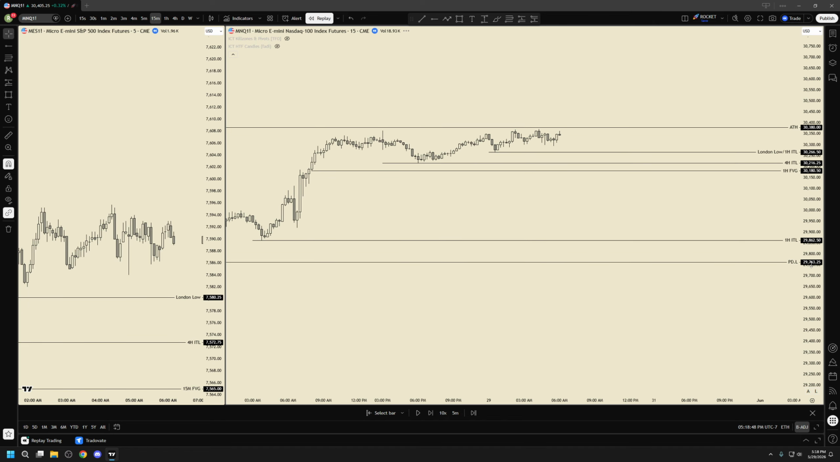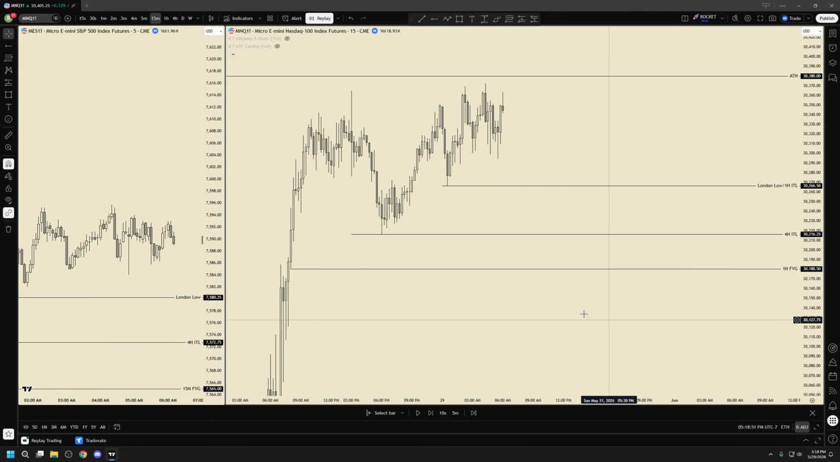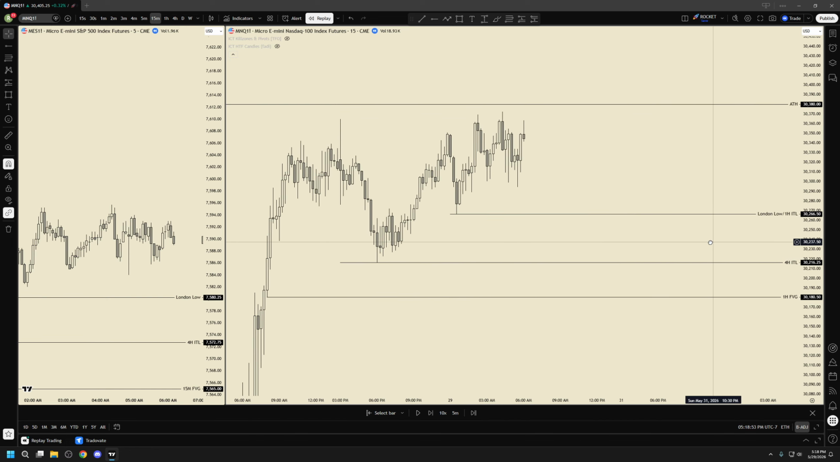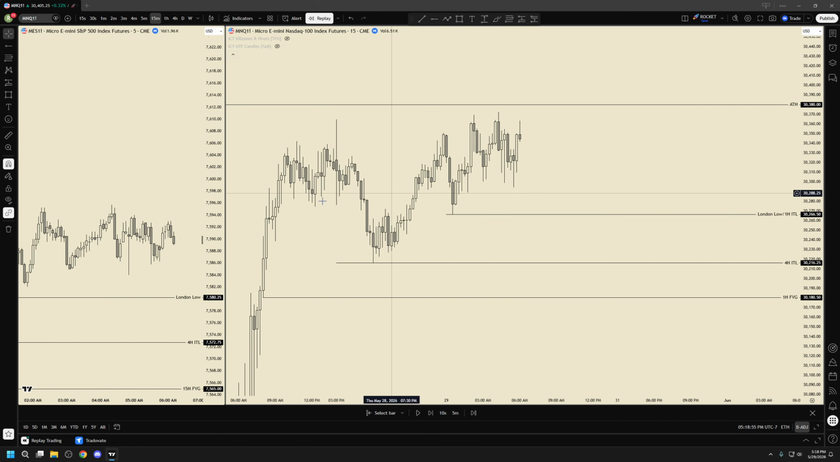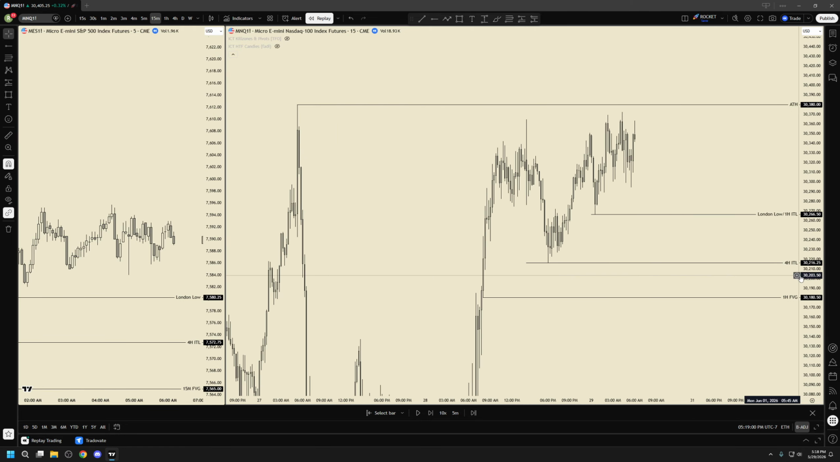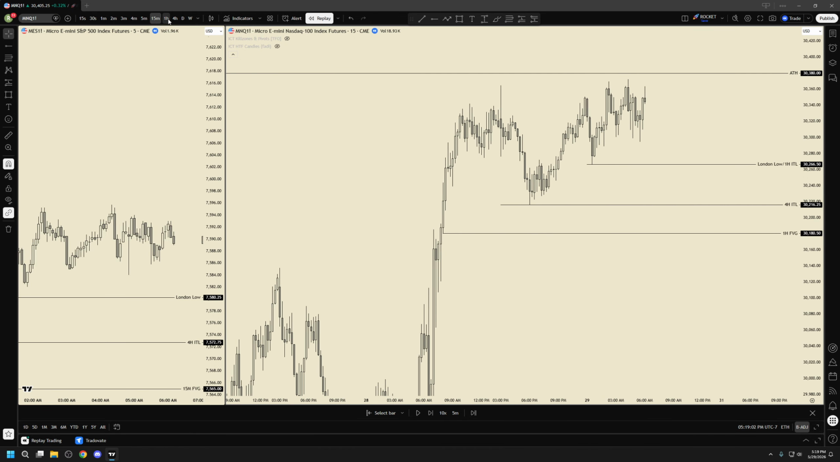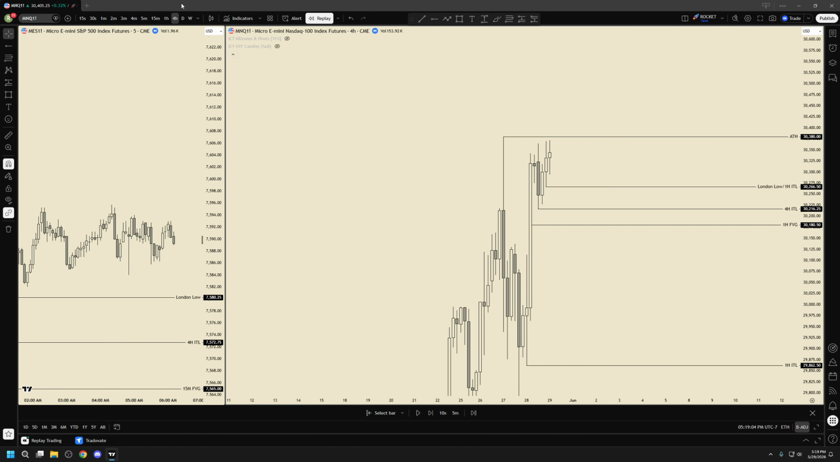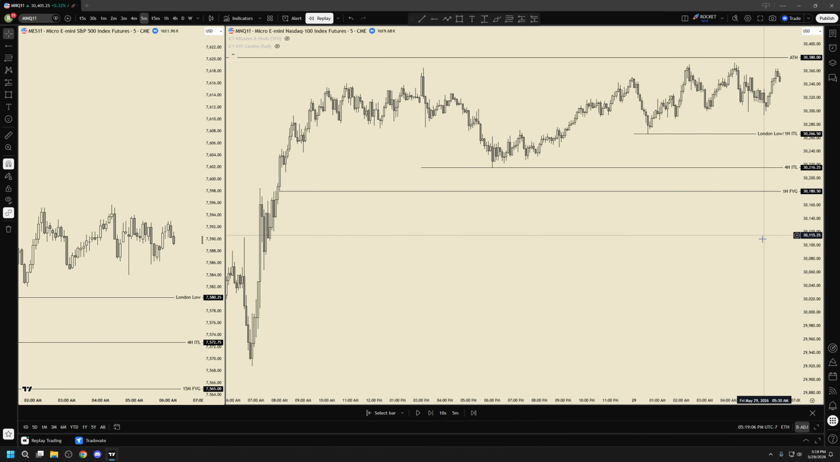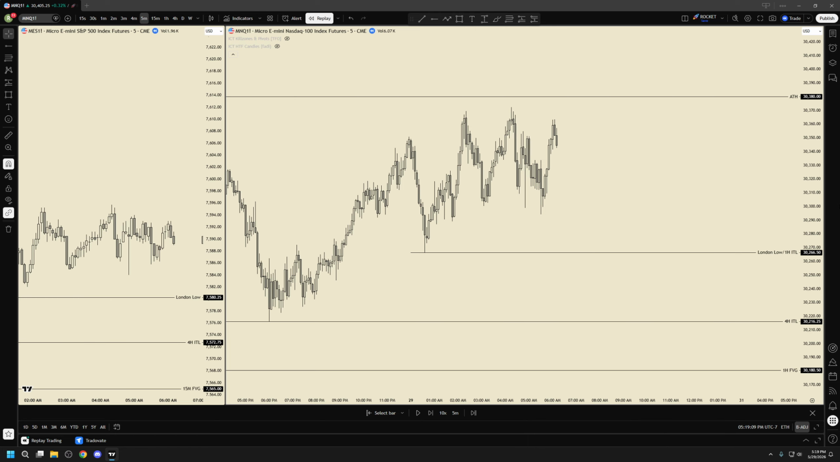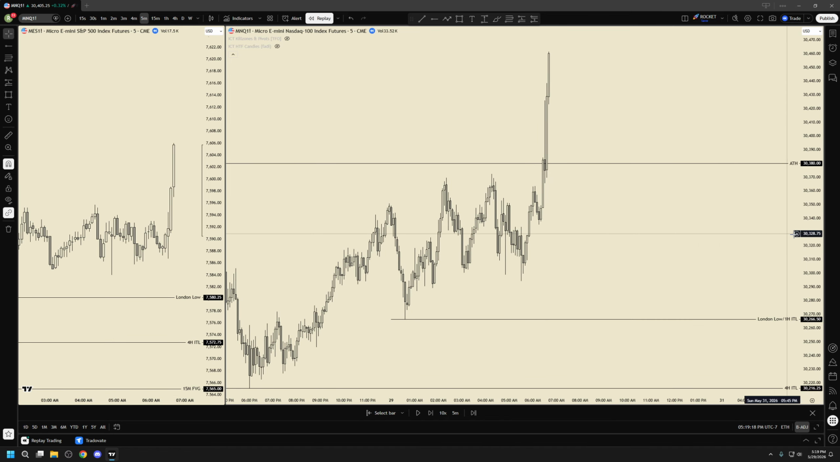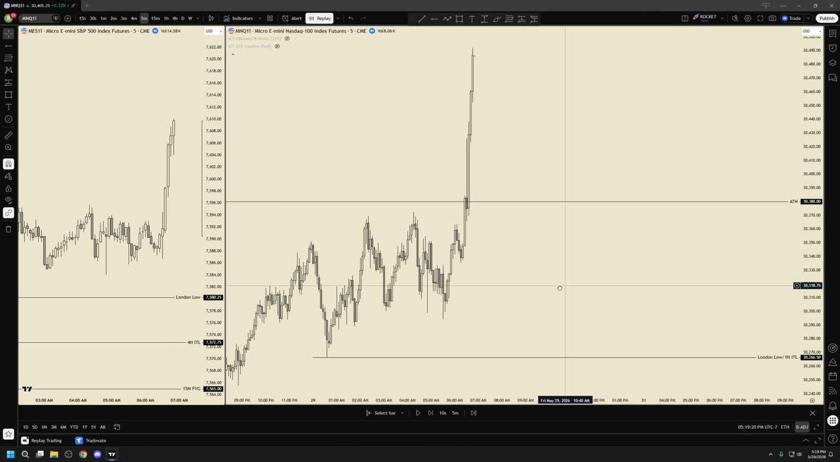Then drop down to the 15. Nothing really catching my eye on the 15. I was anticipating price to just drop down here and then go higher, but I think at open we just ripped up. So I have these levels I have marked out for the day, and then I just wait for price to play out and see where it goes from there. Yeah, it just ripped up immediately. No entry there. It just continues ripping.